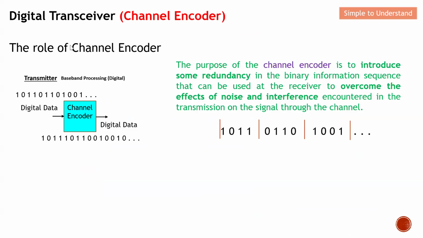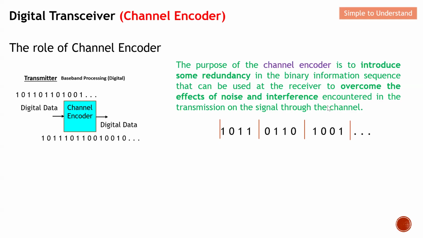Let's quickly understand the role of channel encoder. This is the input, and this is the output of the so-called message. So what is the purpose of channel encoder? The key purpose of the channel encoder is to introduce some redundancy in the binary information sequence. Mainly, it is used at the receiver end to overcome any effect of noise and interference encountered in the transmission of the signal through the channel.